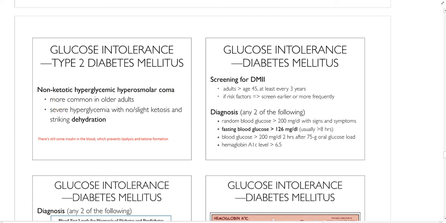This is more common in older adults because a lot of times they don't have the same physiologic response mechanisms to indicate that they are hyperglycemic or hypoglycemic.